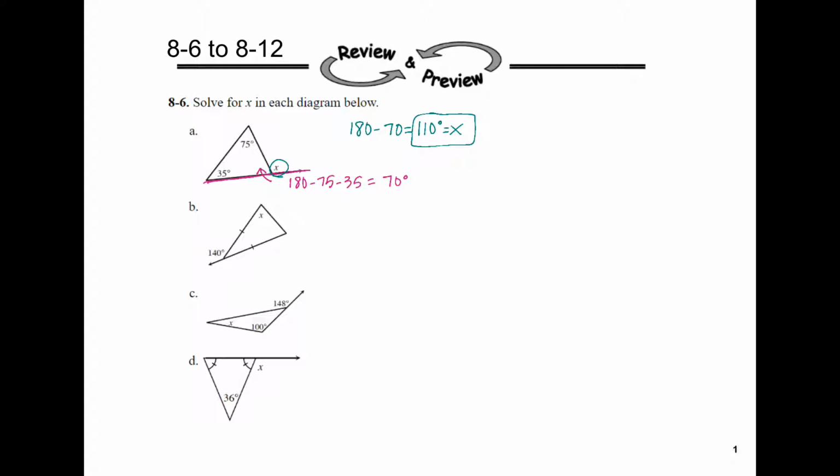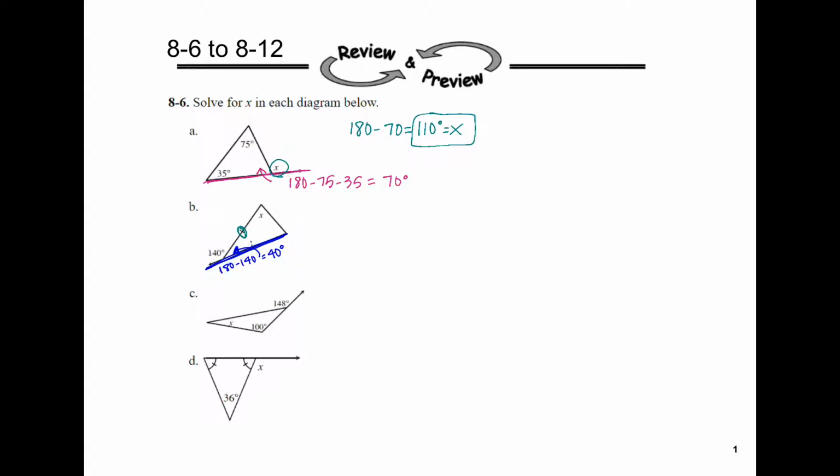Looking at letter B, we know that a supplementary angle is 180. So if we do 180 minus 140, that tells us this angle measure, which is 40 degrees. So we needed to find that first in order to find our base angles.